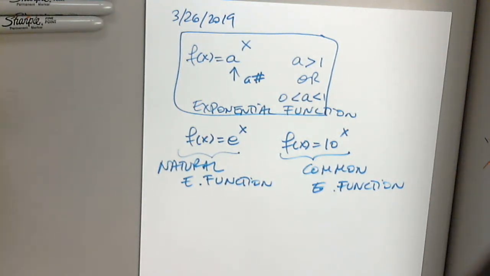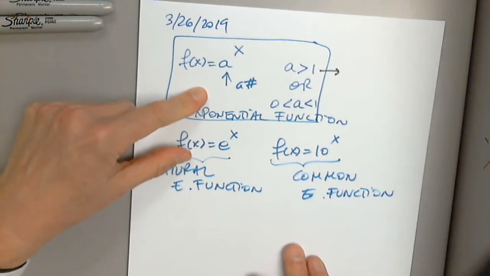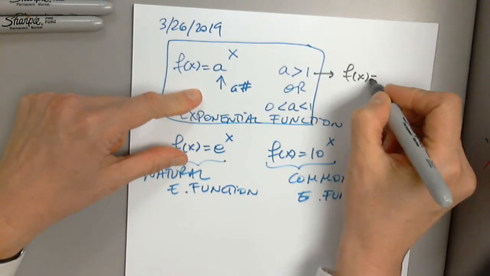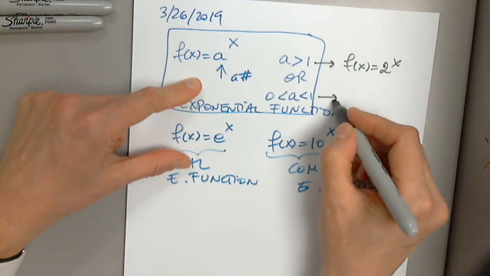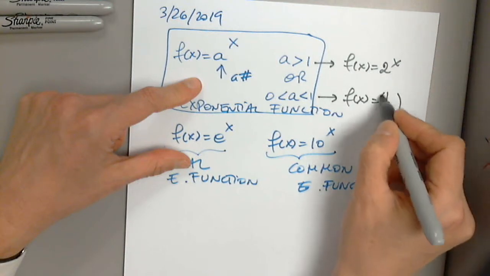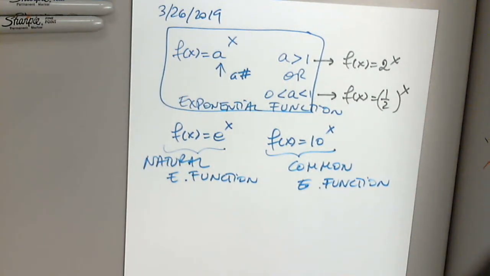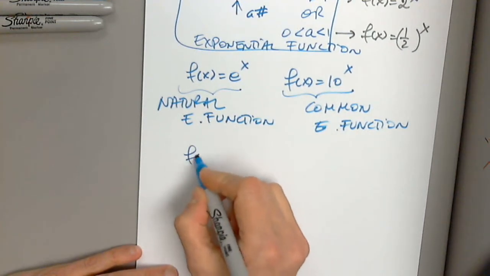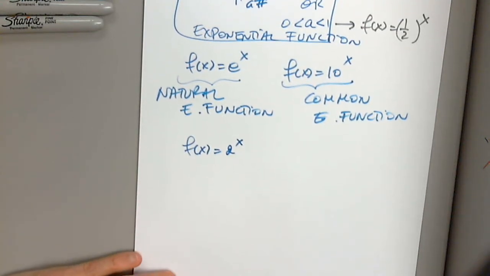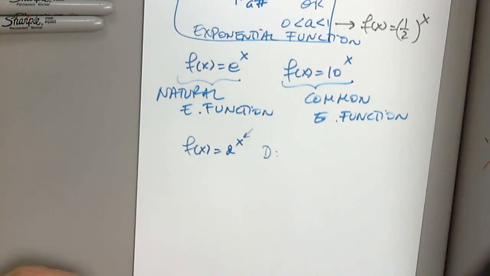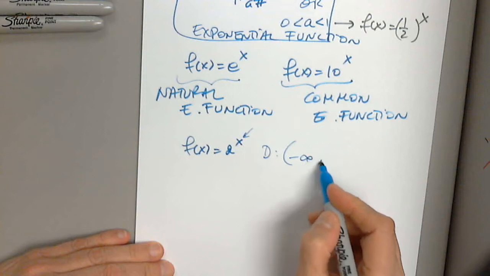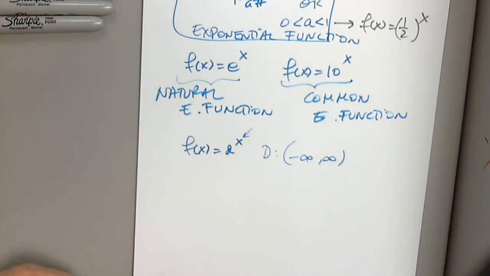Now, let's take a look at the two possibilities, because there are two different graphs. If the base is greater than 1, for example, let's say f of x equals 2 to the x, the graph will have a certain shape. For the other situation, let's say f of x equals 1/2 to the x, the graph will have a different shape. So let's take a look quickly at 2 to the x. This is a friendly function, which means the domain is, I can replace x by anything I want, positive, negative, or 0. Therefore, the domain is all real numbers.